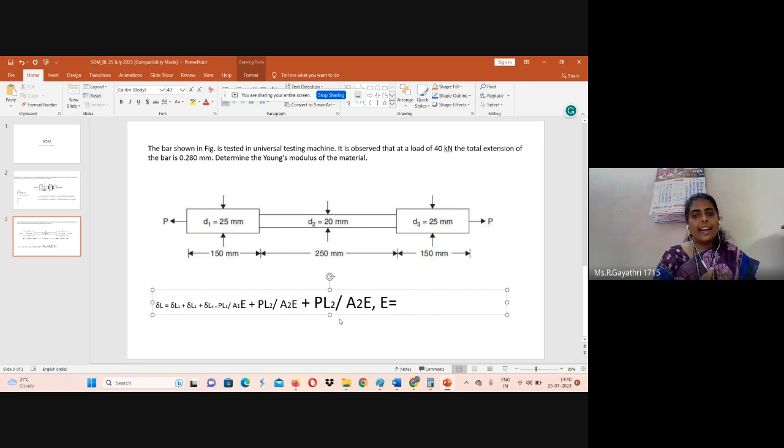Okay, I have one question. Can you answer me if it is compression? What about del L formula? If it is compression, del L formula, del L is equal to PL by AE for extension. What about compression or shortage or shrinkage formula?